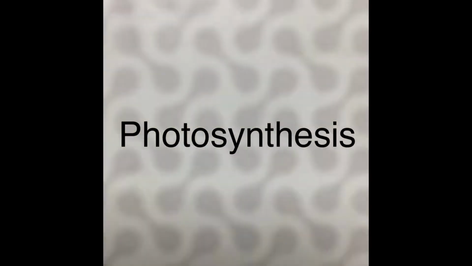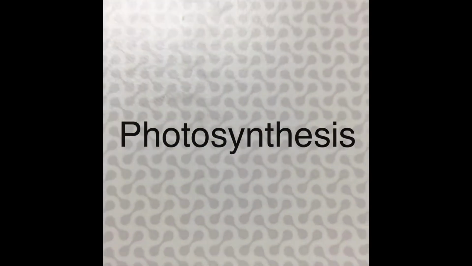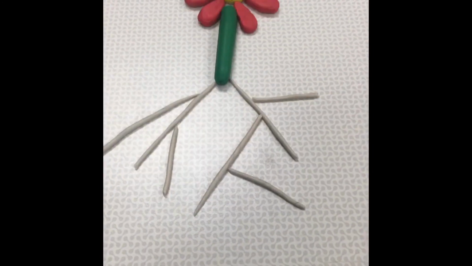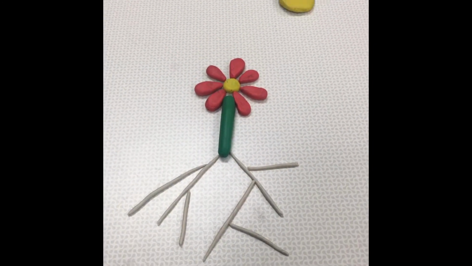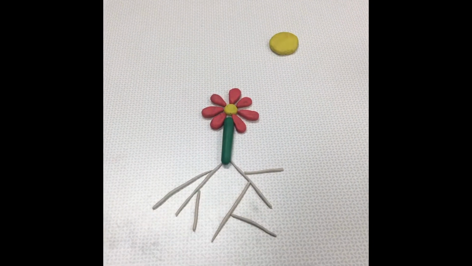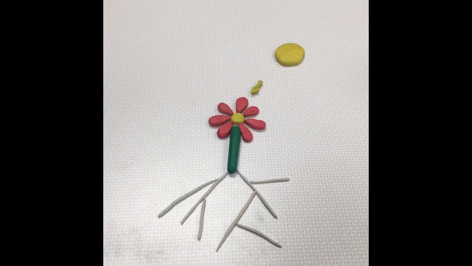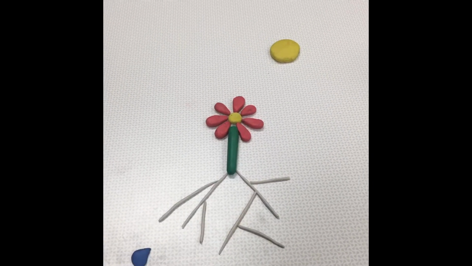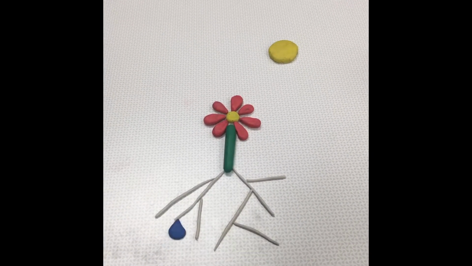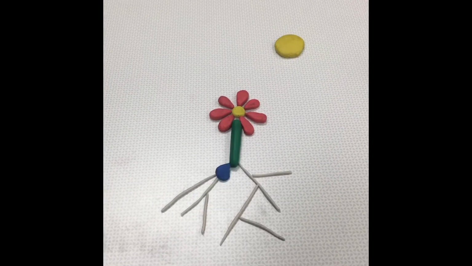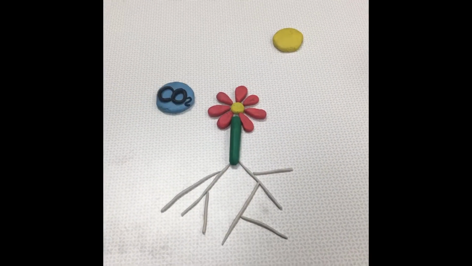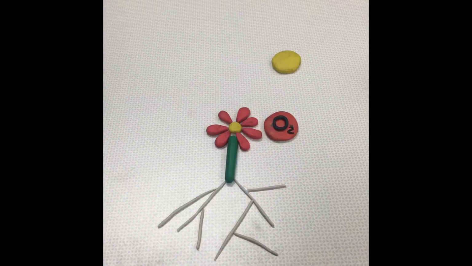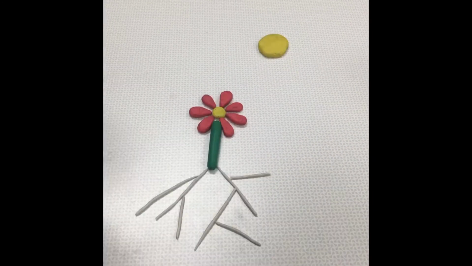Welcome to photosynthesis. Photosynthesis occurs in many things like bacteria and flowers, but today we're going to look at the flower. First, light enters into the flower. Then H2O comes in through the flower's roots. CO2 enters the flower and oxygen comes out.